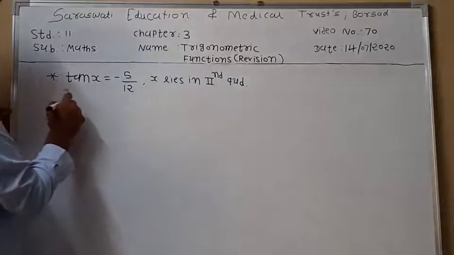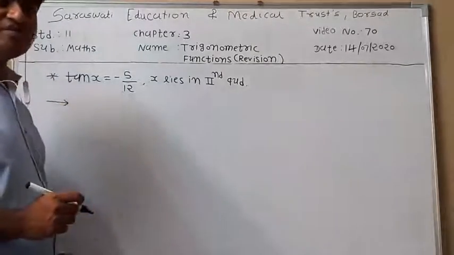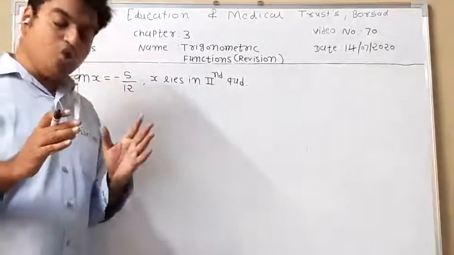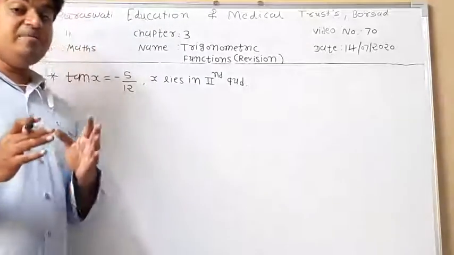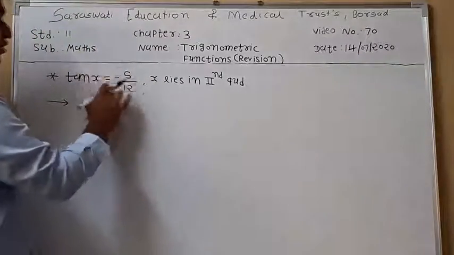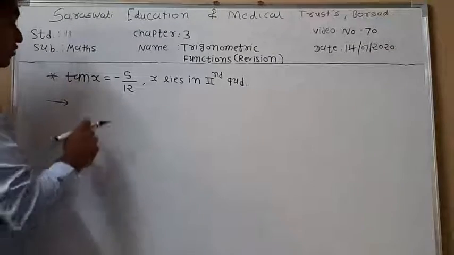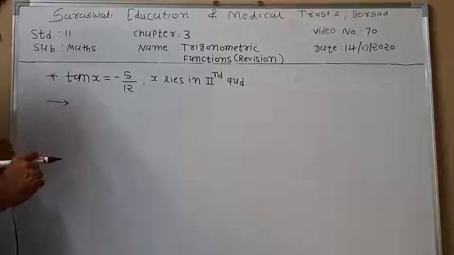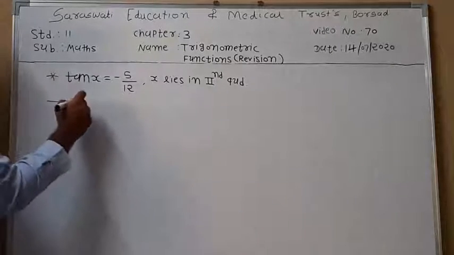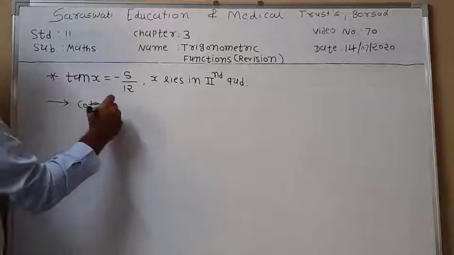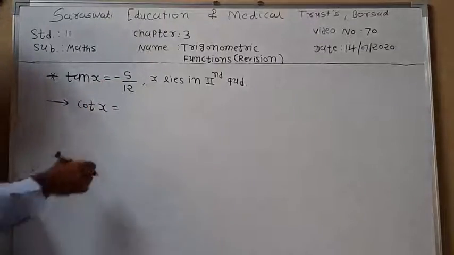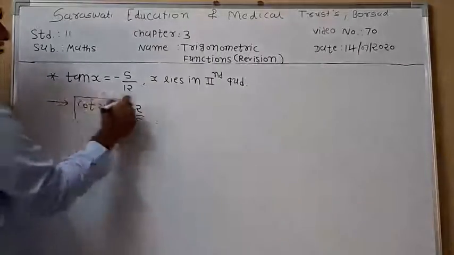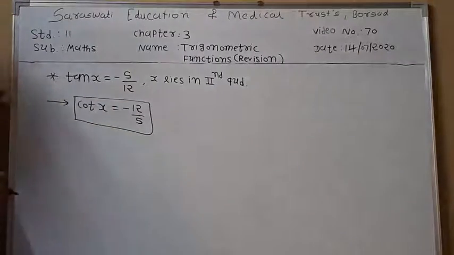So again the same method applies. First of all, the second quadrant is present. We know that in the second quadrant the values of sine and cosec are positive, and the remaining four functions are negative. Now how can we find the remaining five functions? Tan x is given. Using tan x, first find the value of cot x. So cot x is equal to 1 upon tan x. That means this value is written in reverse order, so cot x is equal to minus 12 upon 5.